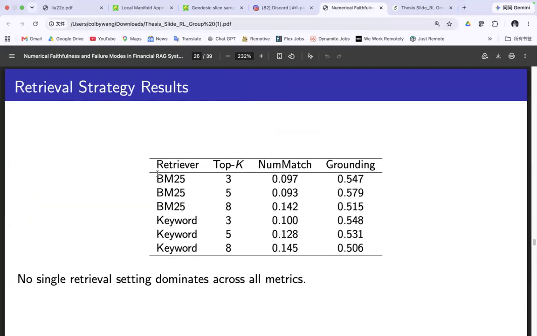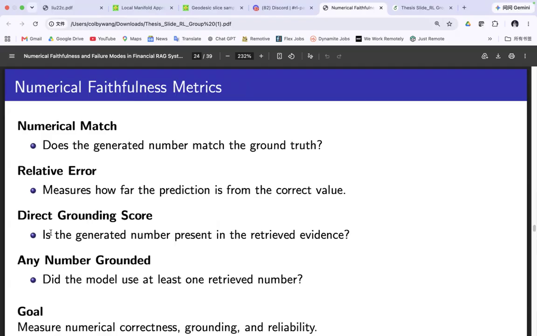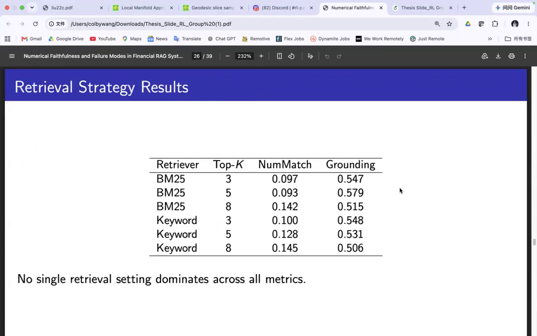So this is the retrieval strategy result for all the 6 combinations with BM25 and the different top K parameter. And we can see that no single retrieval setting dominates across all metrics because these retrievals are still very simple. But we can see that the grounding is actually not that bad. Recall that grounding basically means, is the generated number present in the retrieval evidence? So we can see at least about half of the numbers can actually be found in the retrieved documents.